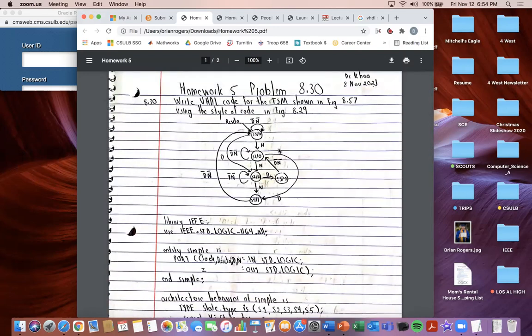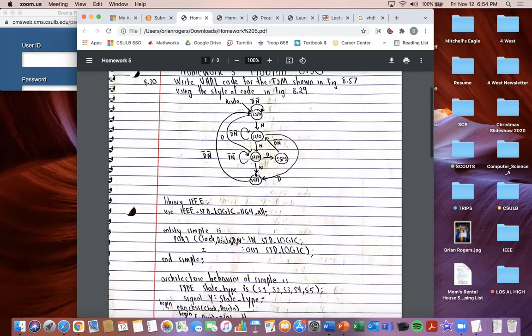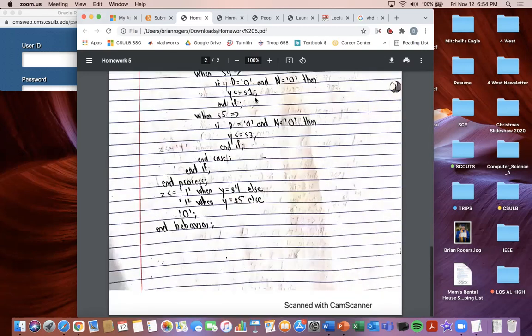That was because if D and N were both 1 here, it would not escape. It would only escape these states if it was 0, and it would go back to the beginning. So that's why they were stuck in here unless the input was 0, which was the reset, and you start back at state A. Okay.